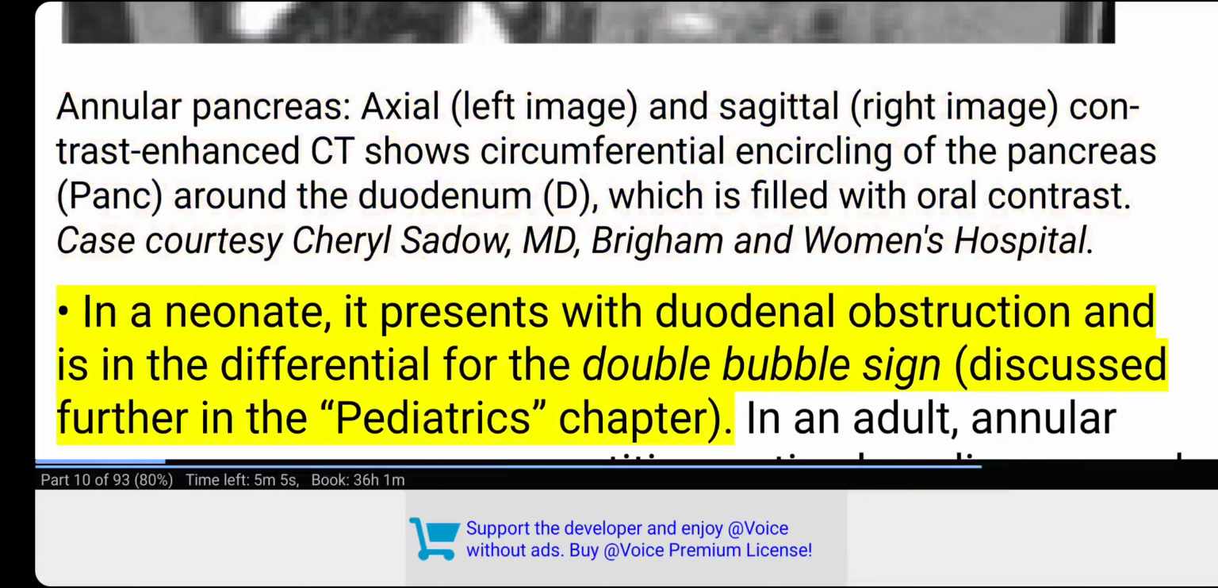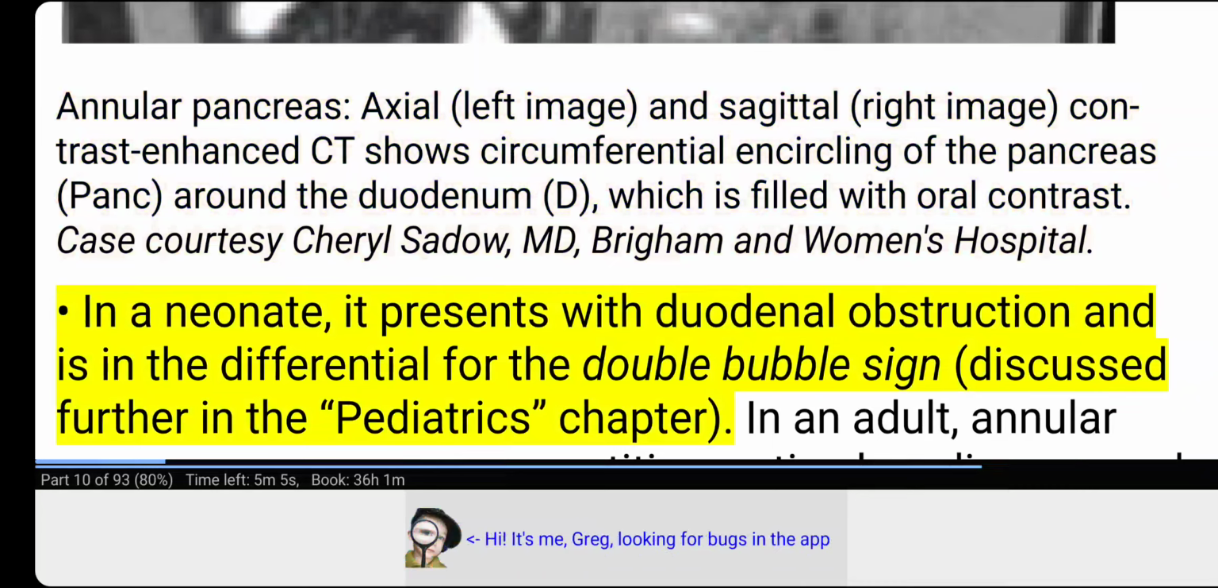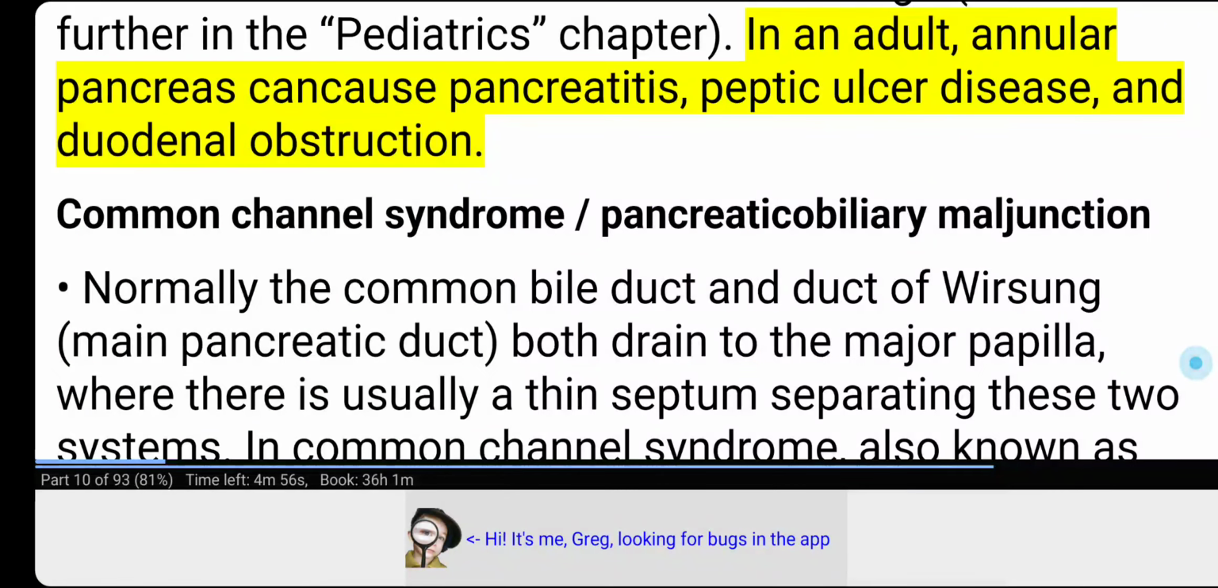In a neonate, it presents with duodenal obstruction and is in the differential for the double bubble sign, discussed further in the Pediatrics chapter. In an adult, annular pancreas can cause pancreatitis, peptic ulcer disease, and duodenal obstruction.